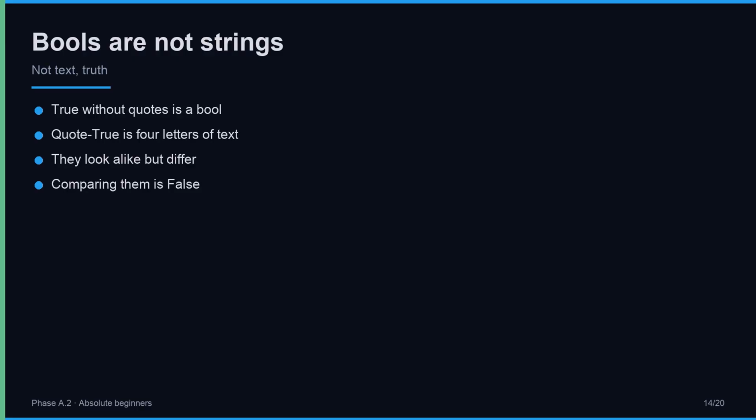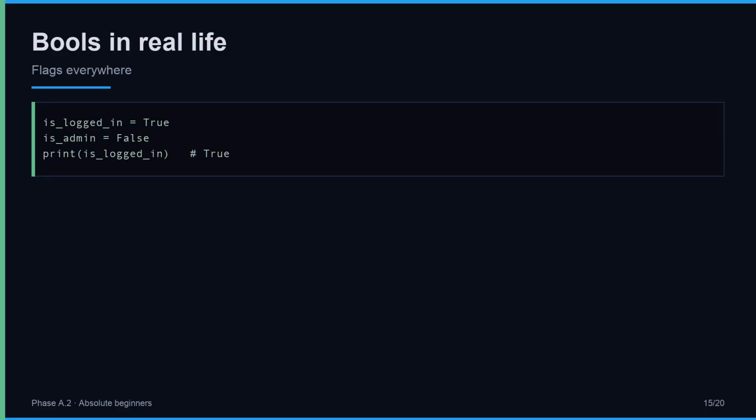Not text, truth. Bools appear all over real programs. Is logged in is true while a user browses. Is admin is false for an ordinary account. Each flag is a single bool, yet together they control what a person can see and do. Read these lines aloud and they sound like plain English statements, because that is exactly what good bool variables are, simple truths about the state of your program.